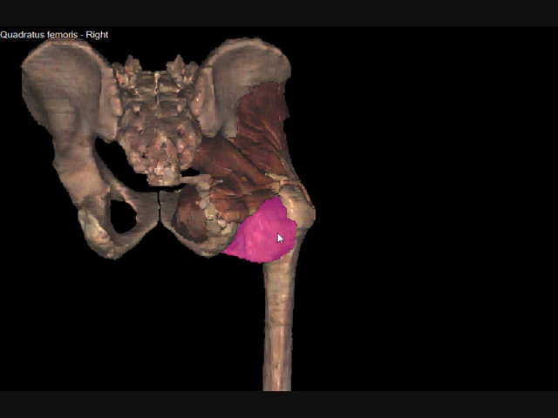The next thing that we can notice about the quadratus femoris is if you remove it, lying deep to it is the obturator externus muscle as it passes behind the neck of the femur to its insertion into the trochanteric fossa on the medial aspect of the greater trochanter.